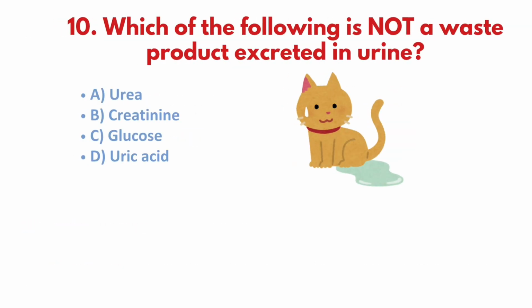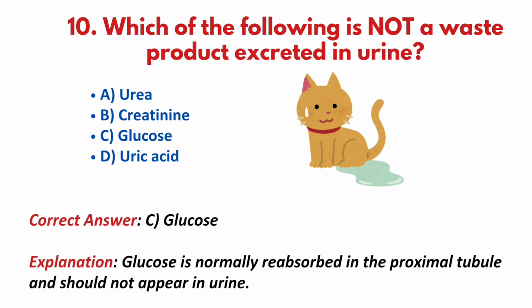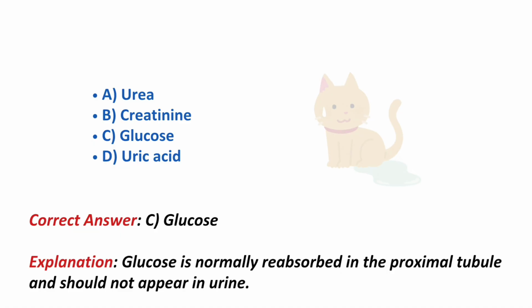Question number 10. Which of the following is not a waste product excreted in urine? Options are urea, creatinine, glucose, and uric acid. And the correct answer is option C, glucose. Glucose is normally reabsorbed in the proximal tubules and should not appear in urine. So the correct answer is option C, glucose.